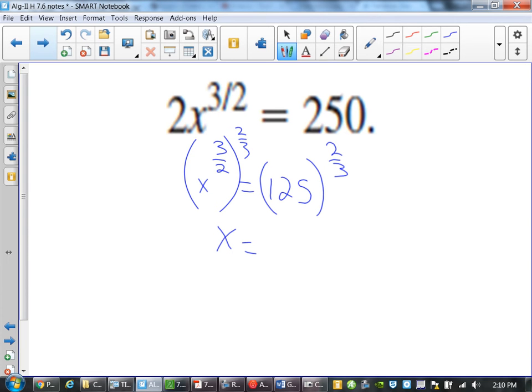Now, 125 to the 2/3, believe it or not, you can do in your head. It means, what's the cube root of 125? 5. Square it. 25. So, what's the 2/3 power of 125? 25.